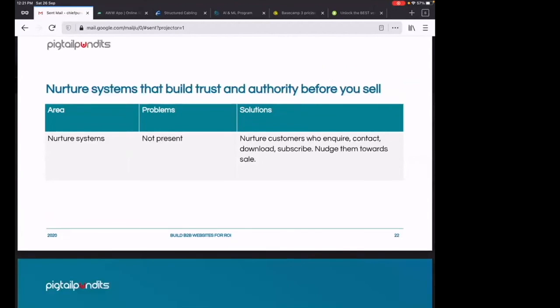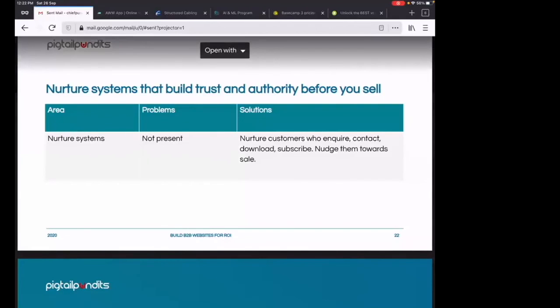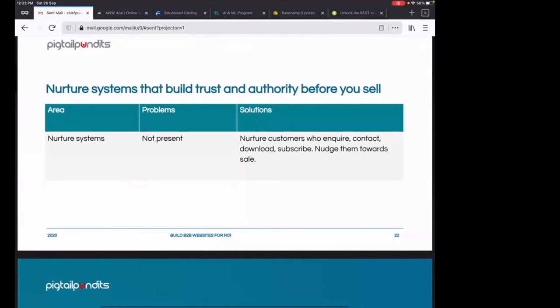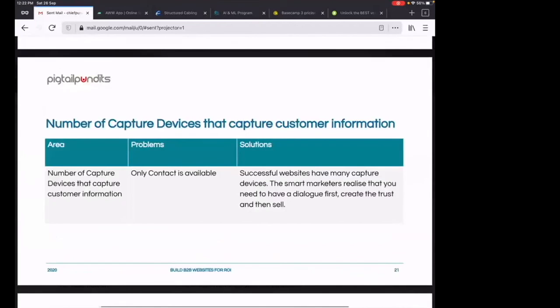And the last thing is nurture systems. That means what happens after the capture? Is it that people are sitting on the email addresses, or is there a dialogue which has started after you've given your email addresses? Now, all these are important because nurture systems come under retention, and the capture thing comes under what I would call conversion. So this is conversion, this is retention.